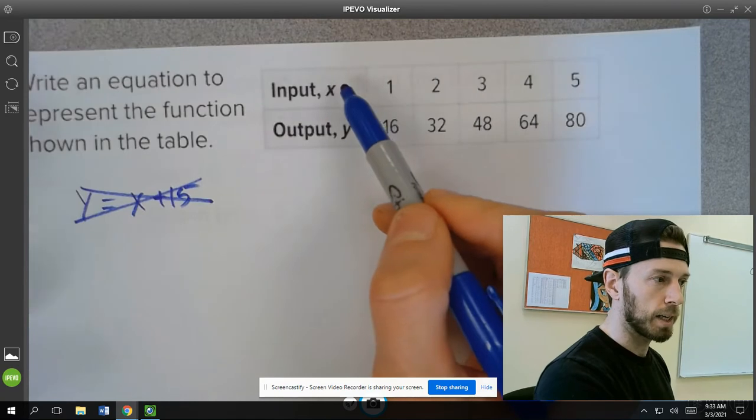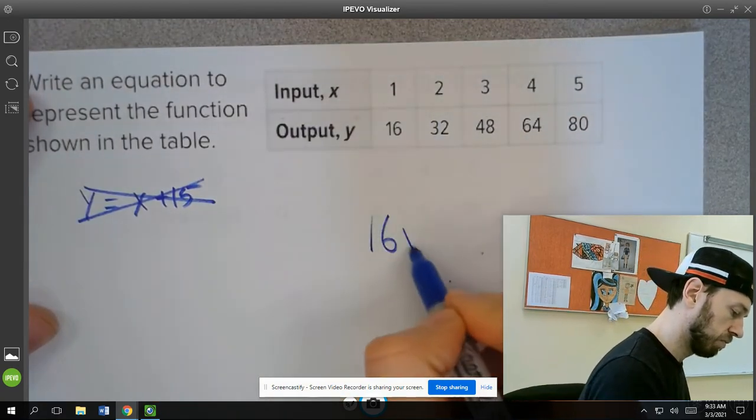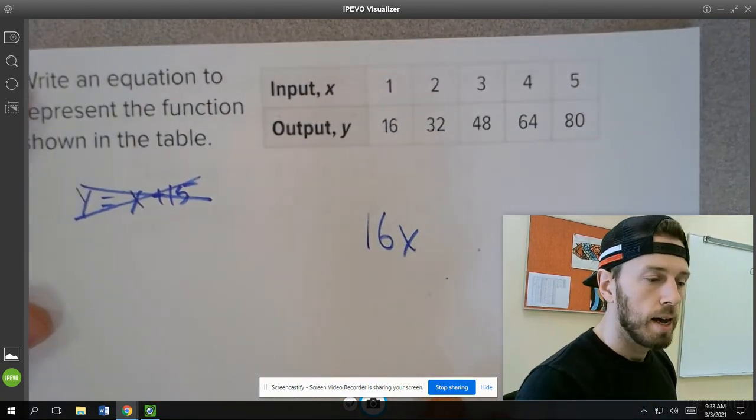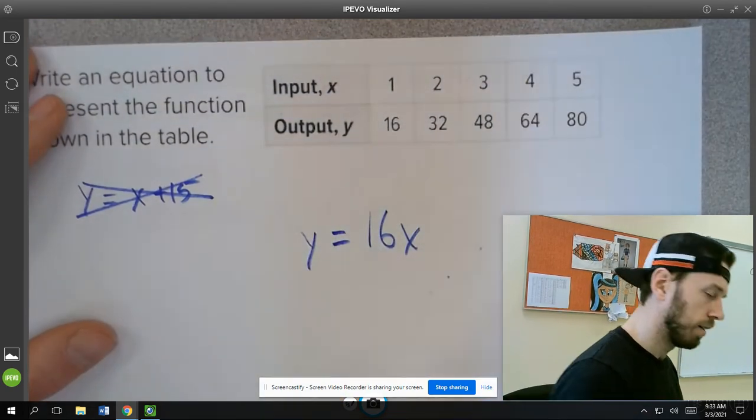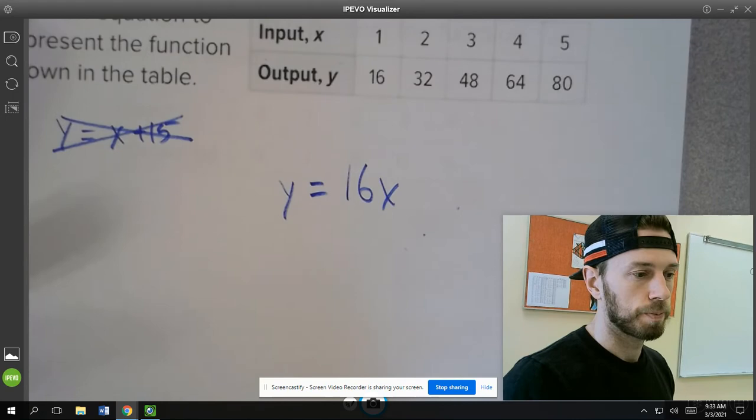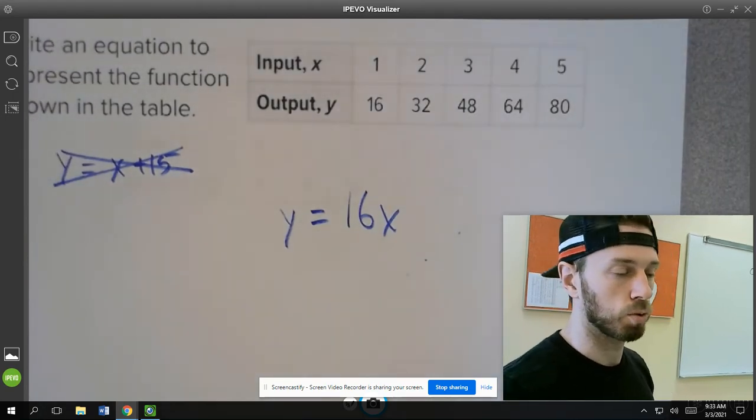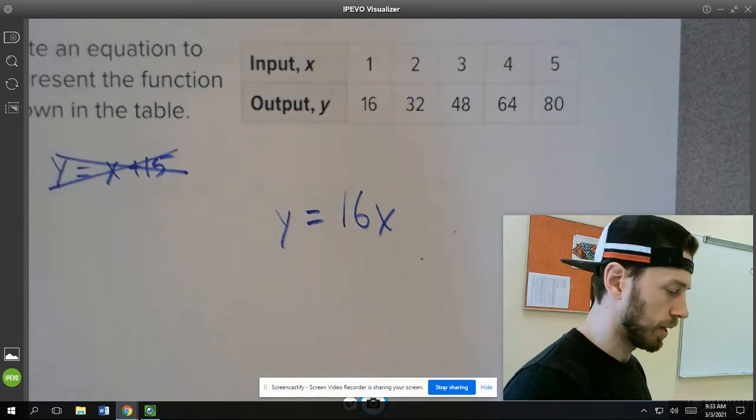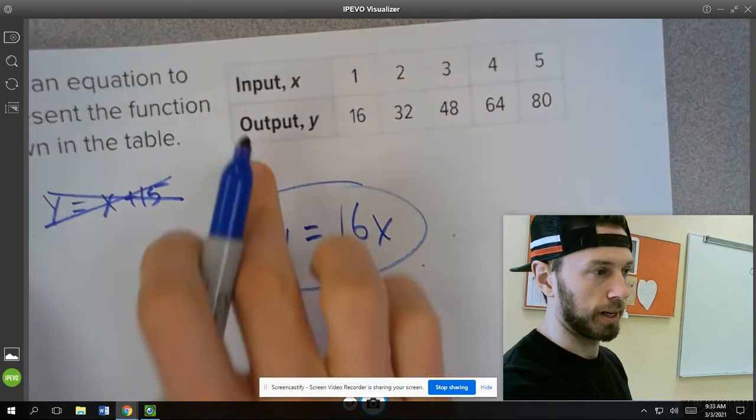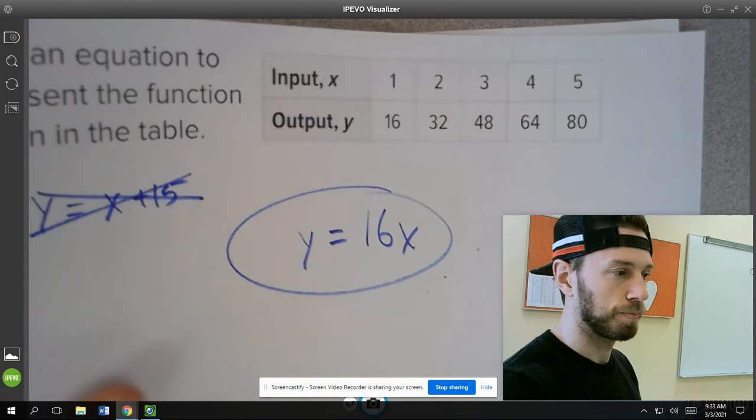Now, how do we show multiply x by 16? Just 16x. And the way we write an equation for functions is we start off with the output is equal to whatever we're doing, whatever the rule is. The rule is 16 times the input. So y equals 16x. And that's going to be your answer to this type of problem right here when I give you this and ask for the equation.